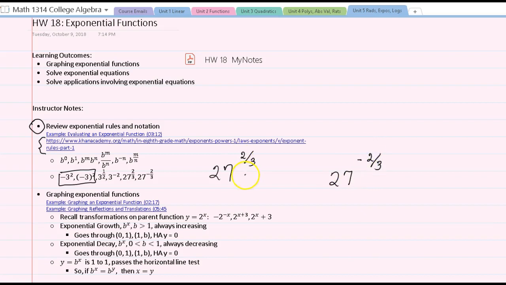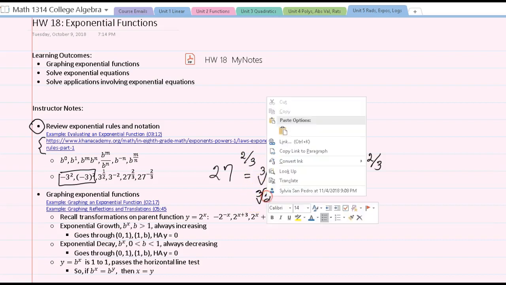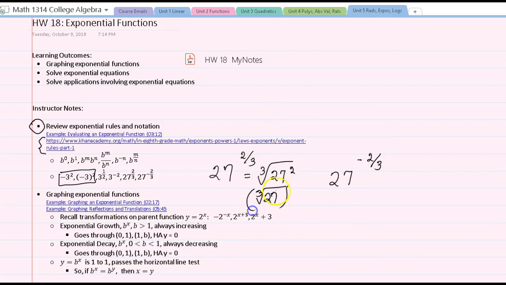So remember, the 2/3 power means I'm getting the cube root of 27 squared. And we mentioned that we could do it this way, or we can get the cube root of 27 first and then square it. Since I don't know what 27 squared is, much less the cube root, I would actually do this method and say I know the cube root of 27 is 3, because 3 times 3 times 3 is 27, and then I just need to square it, and that will give me a positive 9.